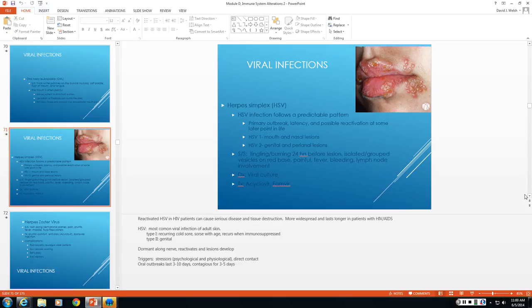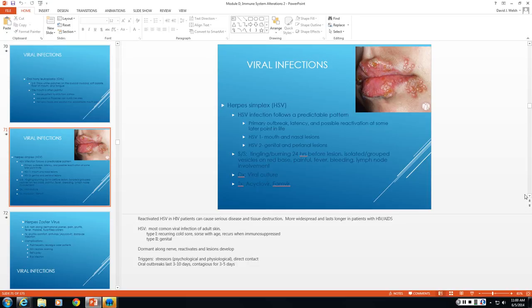So what it does is it will lay dormant along the nerve and reactivate, and then lesions develop. Now, triggers for activation of the HSV virus are going to be stressors. It could be psychological or physiological, or direct contact. Now, oral outbreaks last about 3 to 10 days, and they're contagious for about 3 to 5 days.